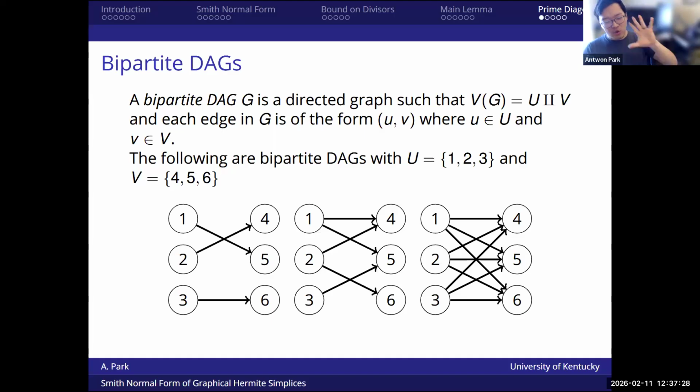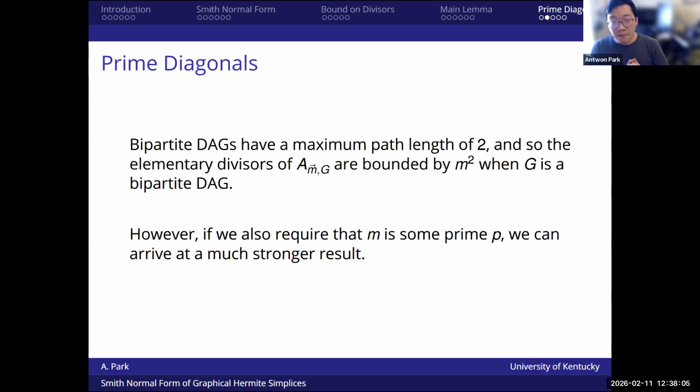To illustrate this point, I'm going to bring up the examples of what we call bipartite DAGs. They are kind of what you expect based on the diagrams. A bipartite DAG is a bipartite directed graph, but all of the edges go from one part to the other. So there are no edges going in the opposite direction. Here I have two examples of bipartite DAGs. If we care about maximum path length, by forcing it to be bipartite, we are restricting the length of these paths. In particular, bipartite DAGs have a maximum path length of 2.